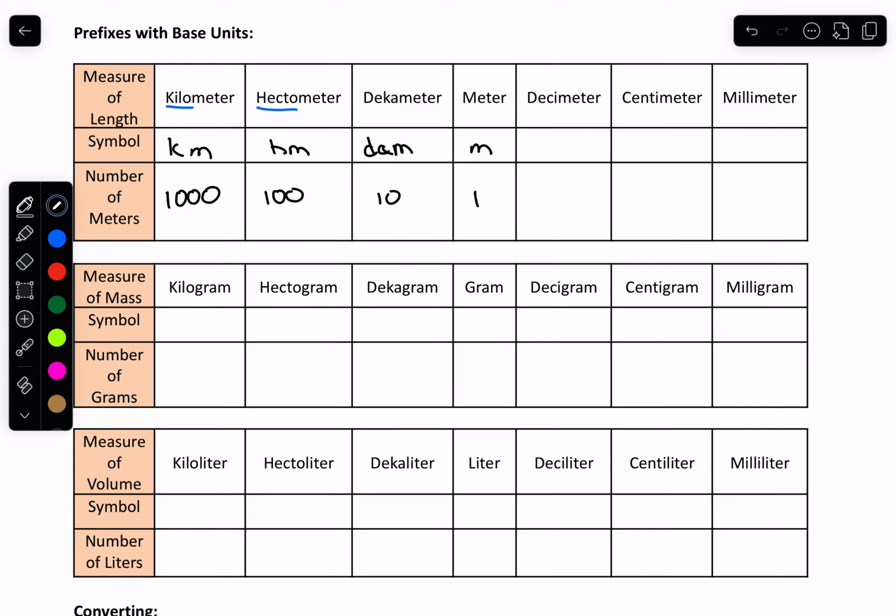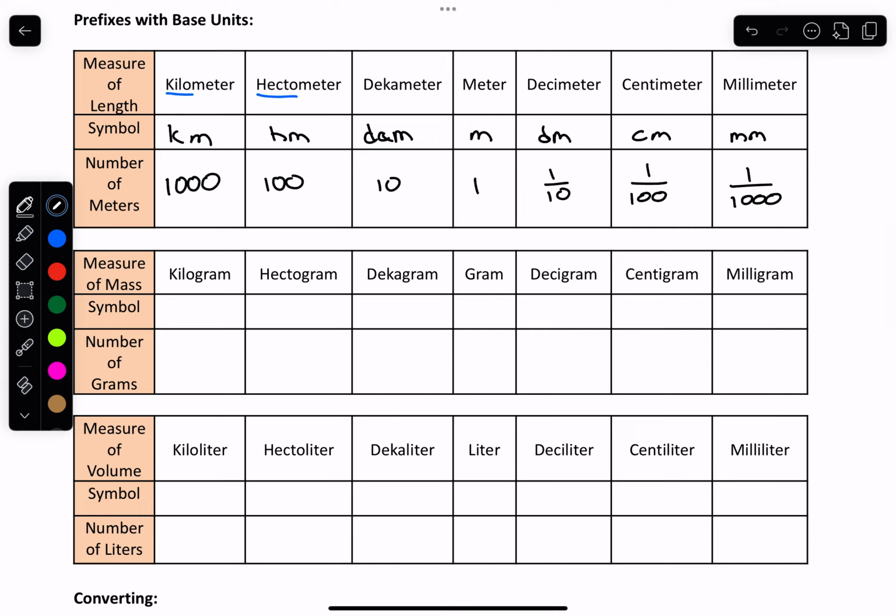And then we start going the other direction. So for decimeter, that would be dm. We have 1/10 of a meter in a decimeter. Centimeter would be cm, and we have 1/100th of a meter in a centimeter. And then millimeter is mm, which is 1/1000th of a meter. All right, and we can do this for the other two base units also. So for grams, we're going to have a g, and for liters, we're going to have an L.